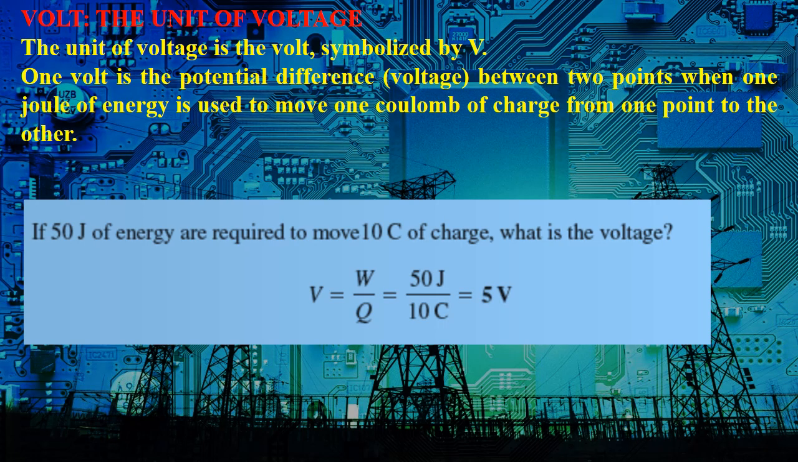So let's see an example here. If 50 joules of energy are required to move 10 coulombs of charge, in that 10 coulombs of charge there's a group of electrons moving. What is the voltage? When you use the voltage, work and charge relationship, V equals the energy or work done to move the charge divided by the charge. So 50 divided by 10 is 5 volts.